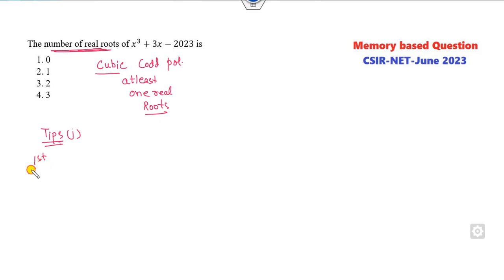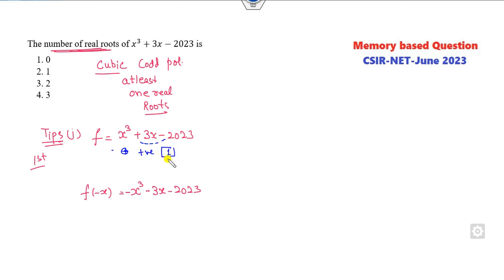There are two methods. The first method: if I call this f, with the term 3x minus 2023, and then I take f of minus x, it is like this. Now I think you must understand what I will teach you. This is Descartes' rule of signs. How many changes in sign? There is 1 change in sign, so there is 1 positive root. There is no change in sign for f of minus x, so there are no negative roots. Since it is a cubic, there are 3 roots. One is positive, so the others are complex. So there is one real root in this problem. The second method is to think graphically.